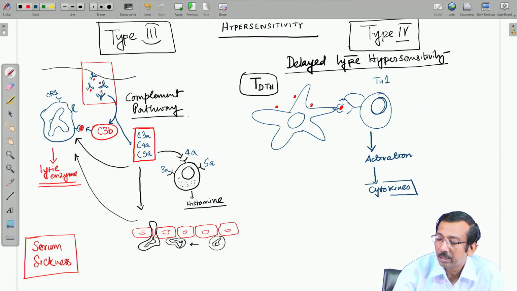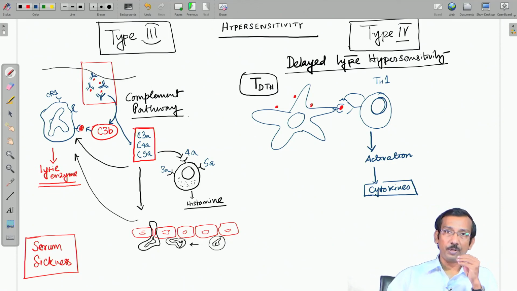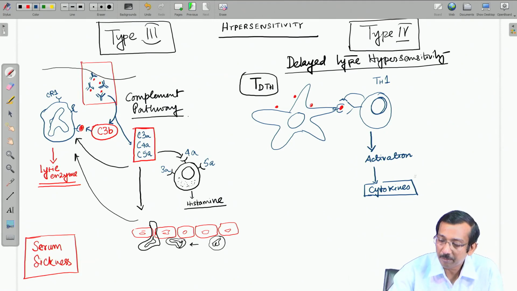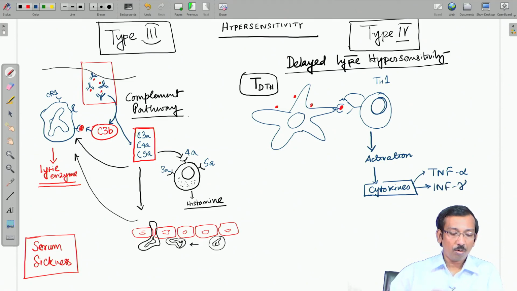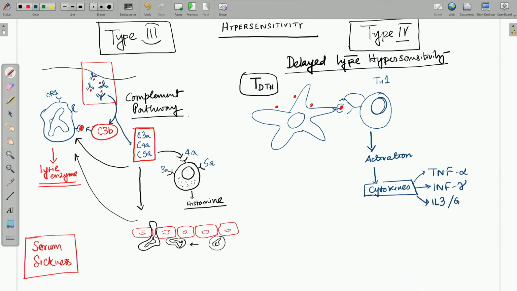If you remember my lectures on cytokines, you will see the different types of cytokines released by these Th1 cells. These are mostly mediated by, for example, tumor necrosis factor alpha, interferon gamma, interleukin 3 (IL-3) or GM-CSF, and that brings more and more of these macrophages.